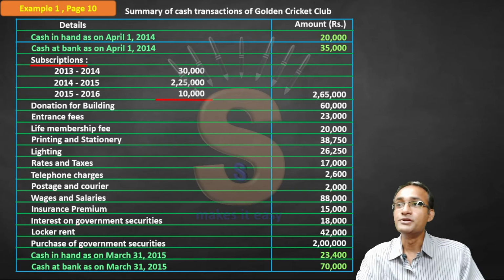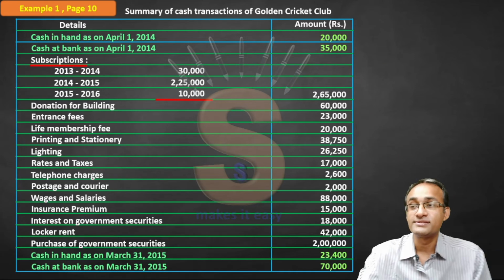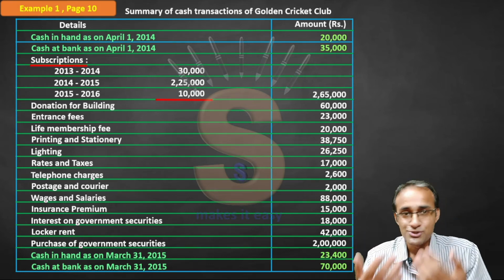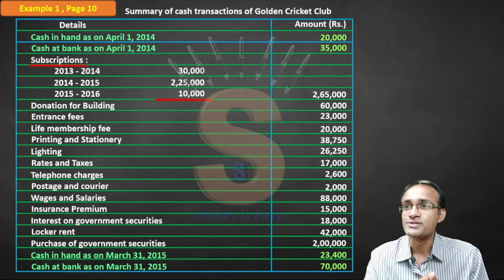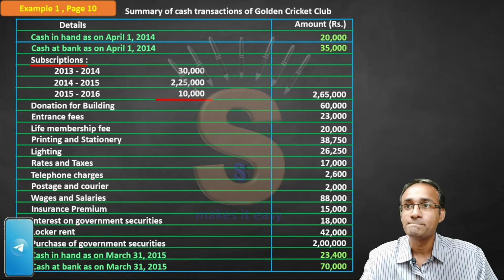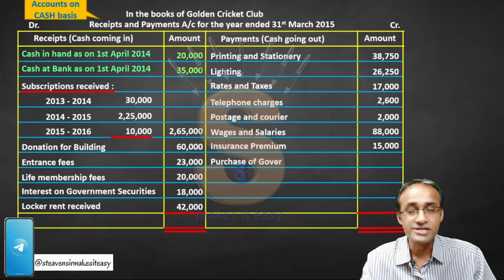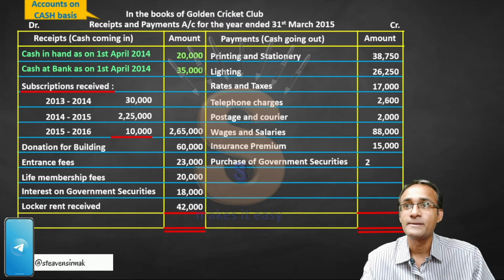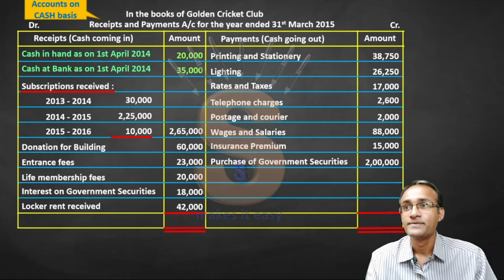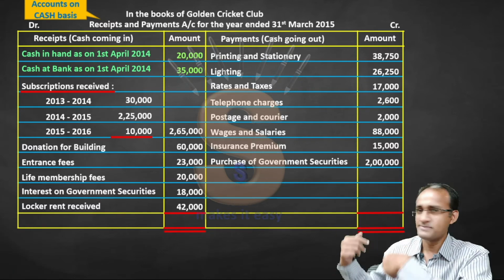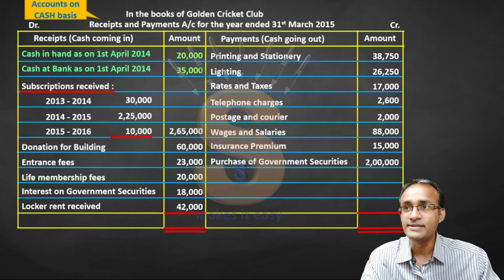Then purchase of government securities. If you're purchasing something you will have to pay money, so money will go out. Okay, so it's a payment, 2 lakhs. Purchase of government securities 2 lakh rupees. So these are the list of receipts and payments. Now what remains, बच क्या गया?